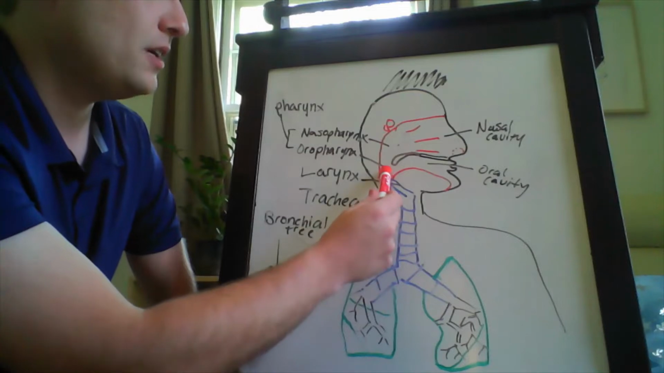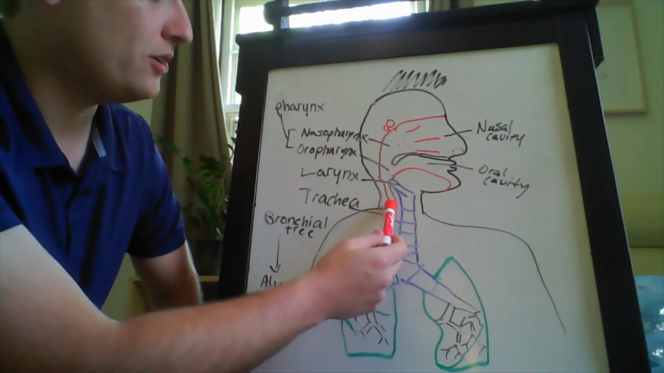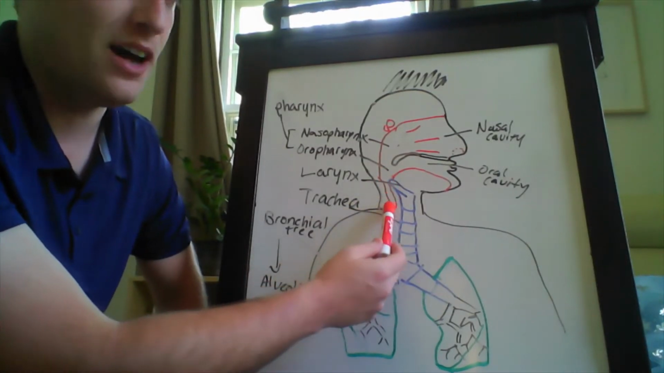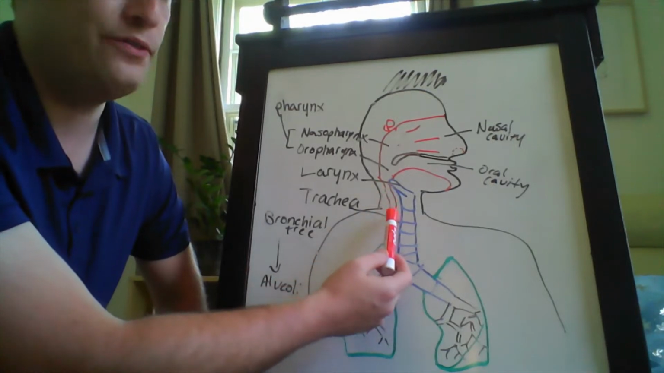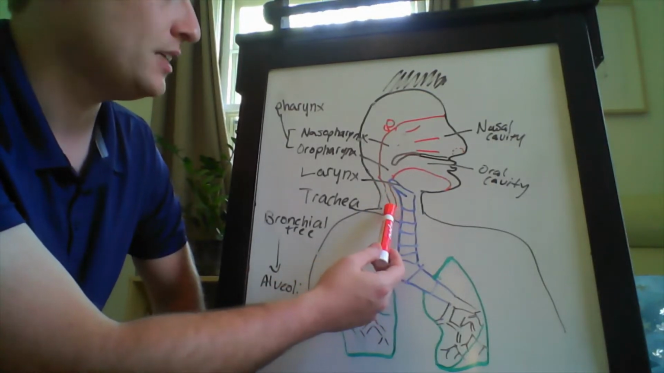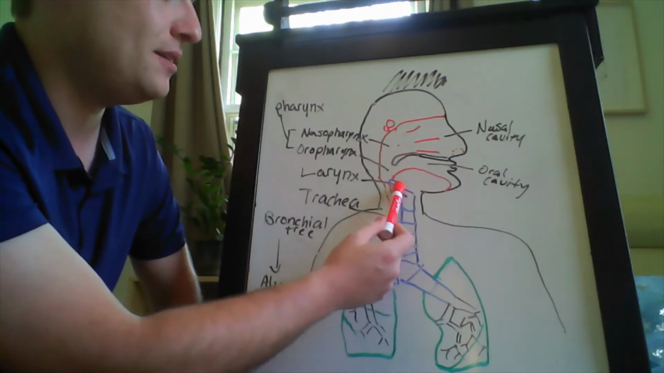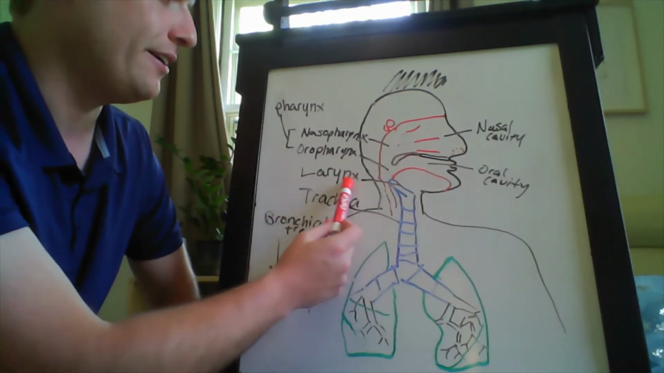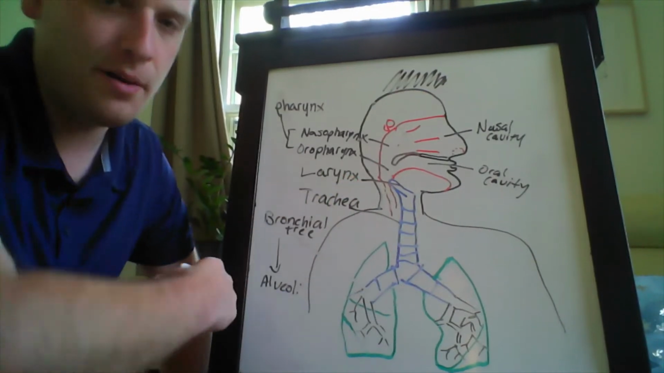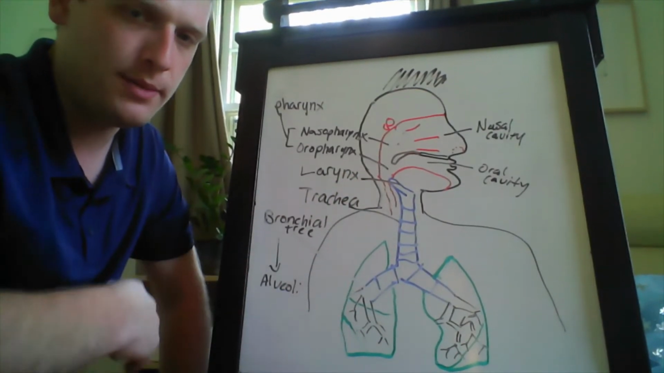On down, the pharynx is also going to be continuous with the esophagus. So that's where the food is going to go. Air should not be going down your esophagus. Instead, it's going to be diverted into the larynx. The larynx is commonly referred to as the voice box.